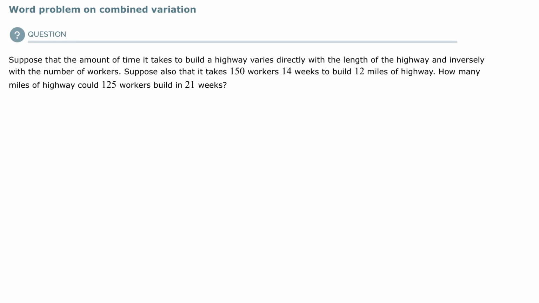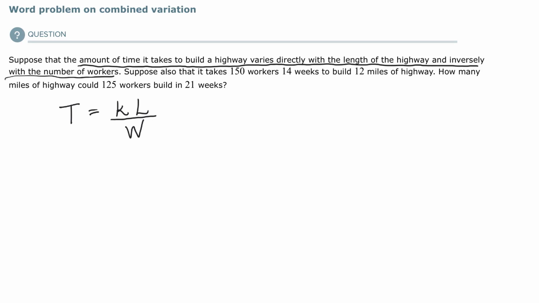Let's underline this first sentence again. The amount of time, so I'm going to pick on the letter T, varies directly with the length of the highway and inversely with the number of workers. So let's say T varies directly, so there's got to be a proportionality constant with direct variation. Directly with the length of the highway, I'm going to call it capital L, and inversely with the number of workers, which I'm going to call capital W.